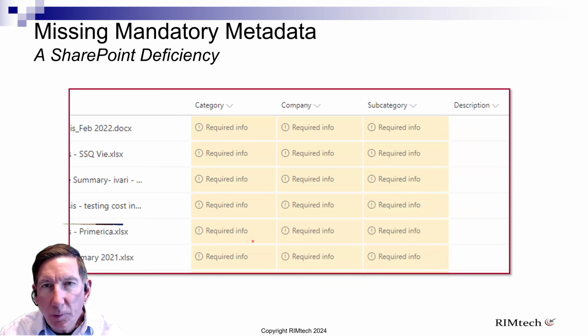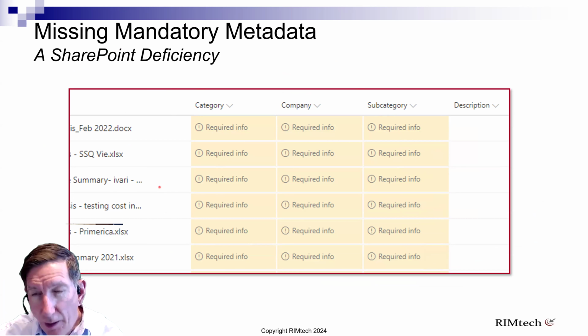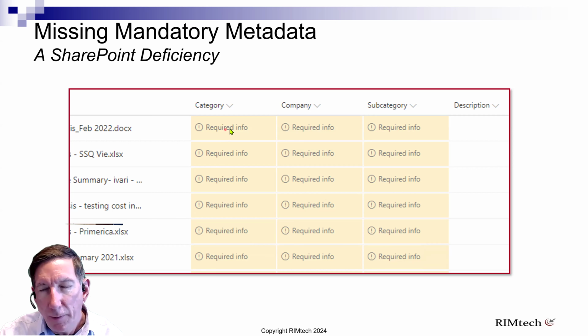So this is what you really got to worry about, and this is one of the biggest hazards that I've seen in an EDRMS, which is missing mandatory metadata. So if the user puts in these 6 documents shown here, the category, the company, the subcategory were mandatory. You have to fill those in, but they don't have to fill them in. Yeah. So you put it in SharePoint and walk away and ignore that metadata. That's terrible, but it's a reality of SharePoint.